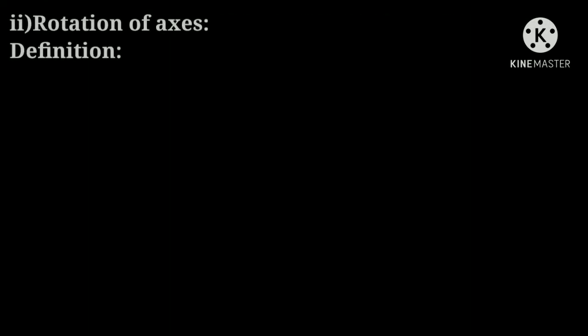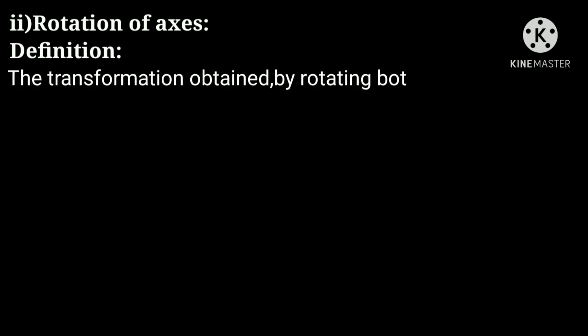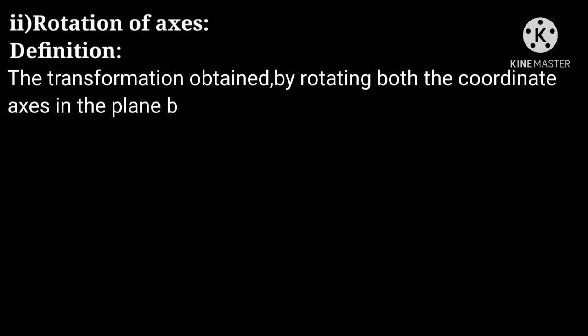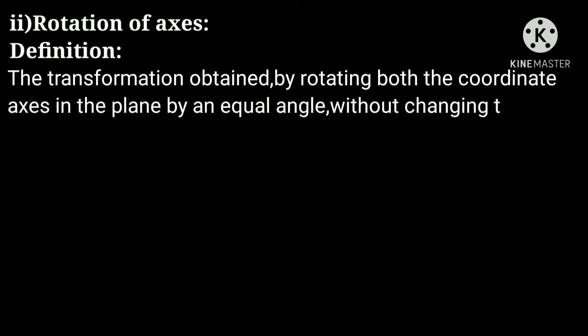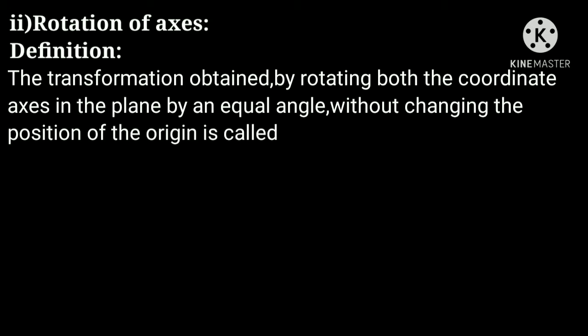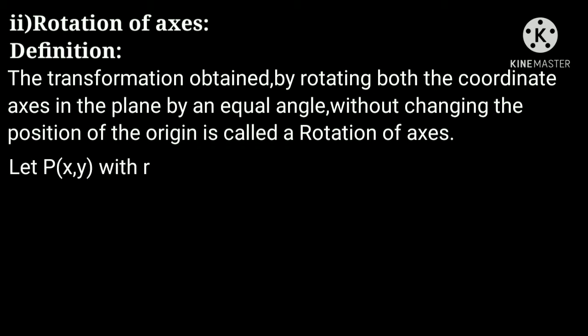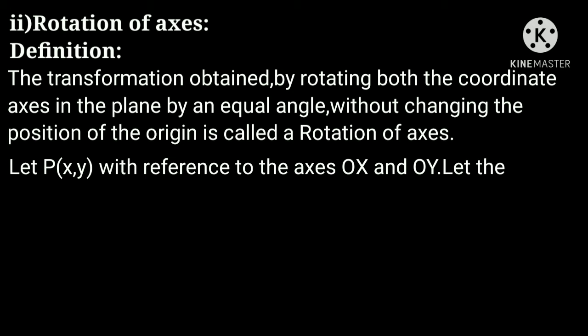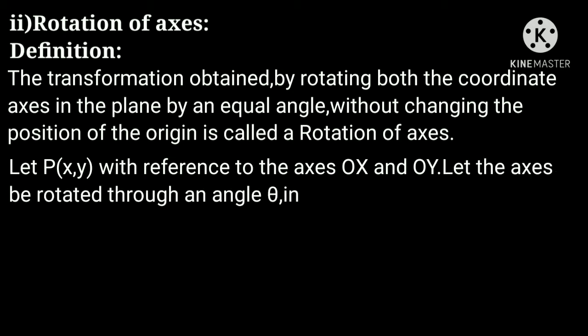Next, rotation of axis. Definition. The transformation obtained by rotating both the coordinate axes in the plane by an equal angle without changing the position of the origin is called a rotation of axis. In this rotation of axis, we have not changed the origin value, but we change the position, that means the angle of the axis. That means let P(x, y) be with reference to the axes OX and OY.